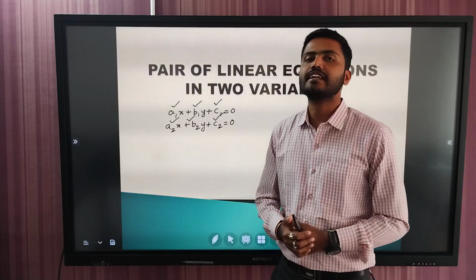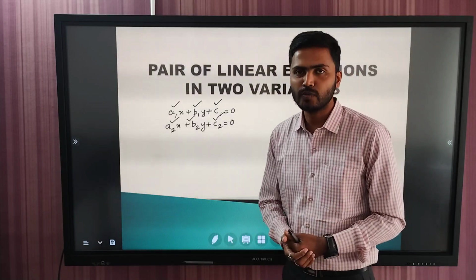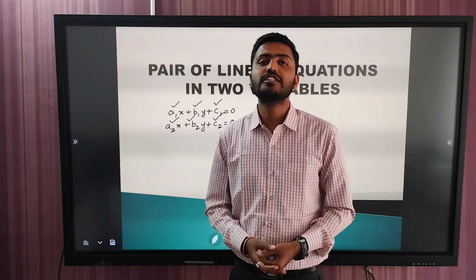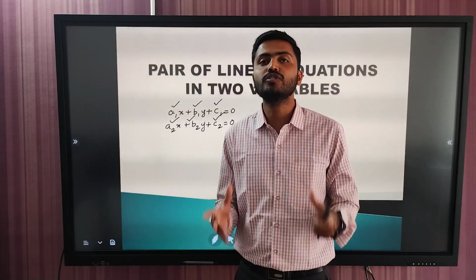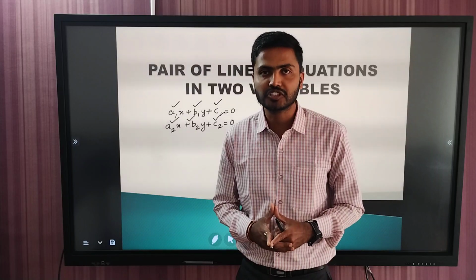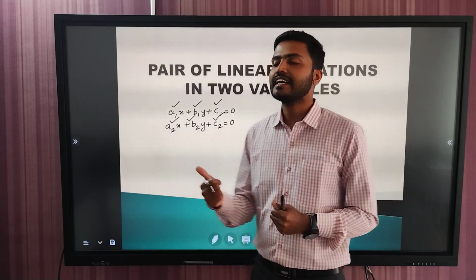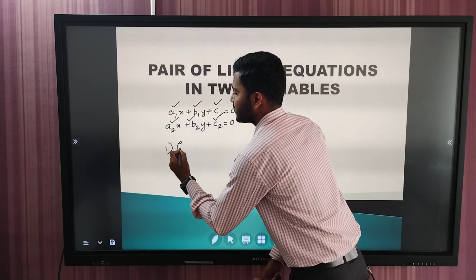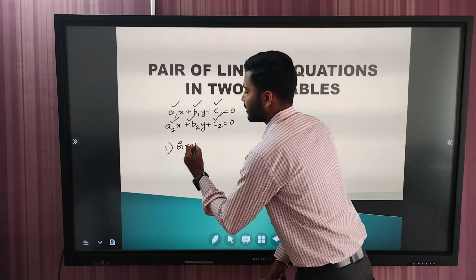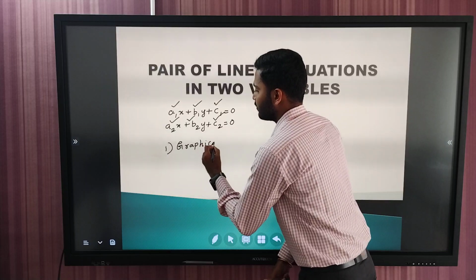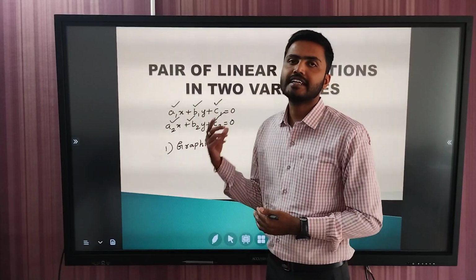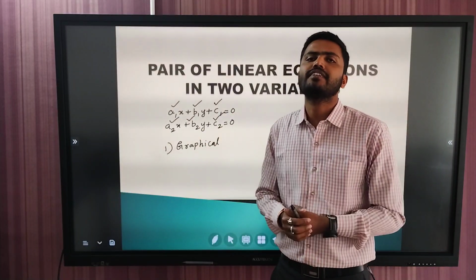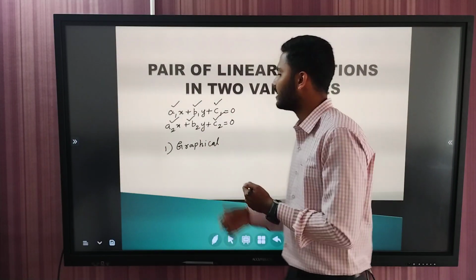So this was our general form of a pair of linear equations in two variables, and then we understood the different methods with the help of which we can find the solution. Starting with, we had the graphical method, correct? Where we can easily find the values of x and y by plotting the graph. So that is the graphical method.